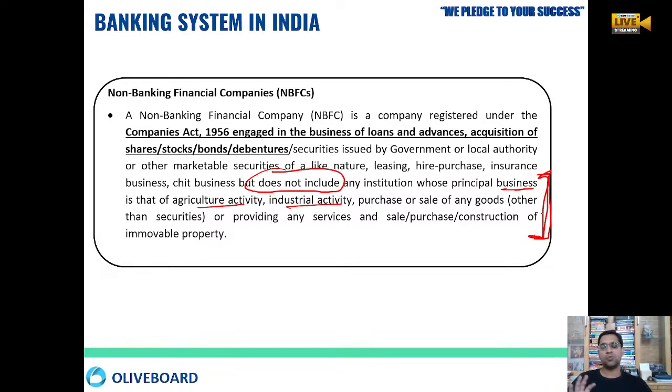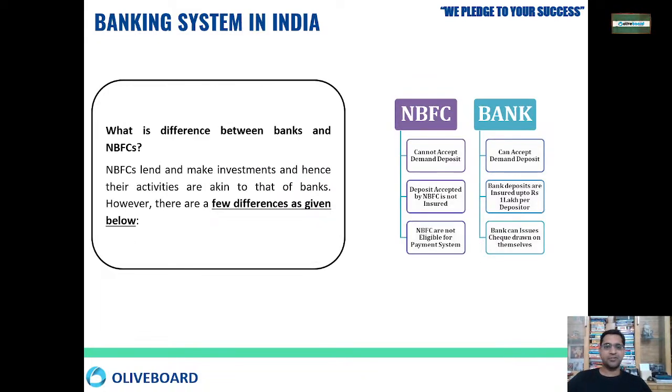NBFCs can provide loans, give advances, and acquire shares, stocks, bonds and debentures, but that does not include any institution whose principal business is agriculture, industrial activity, or the sale or purchase of anything other than securities. So what is the difference between a bank and an NBFC?